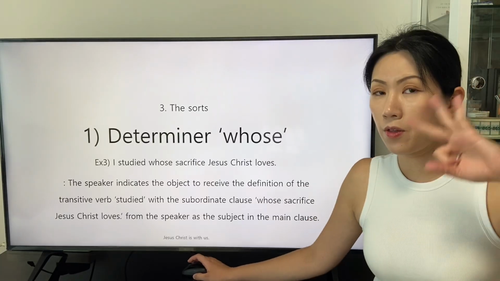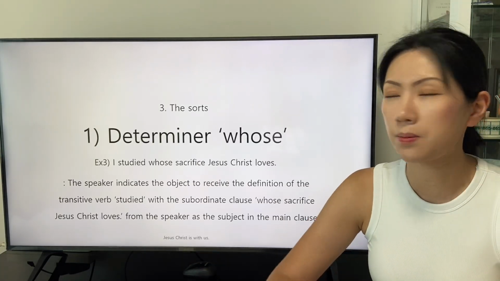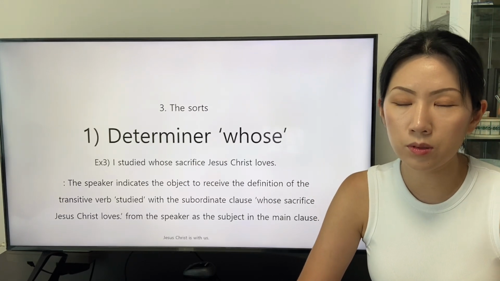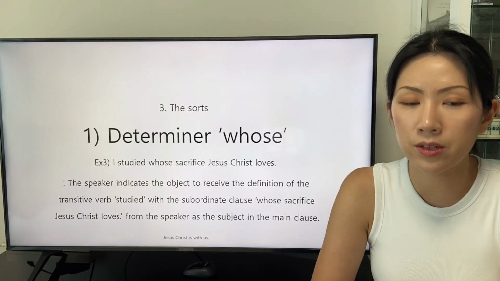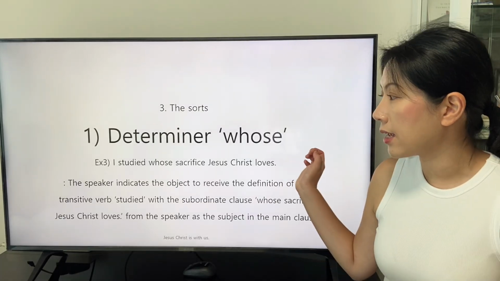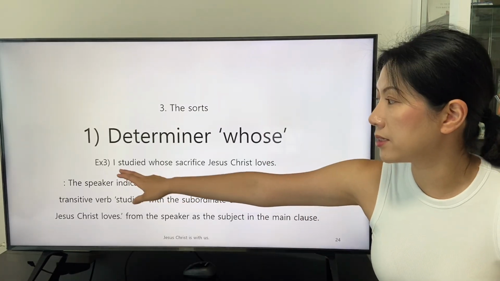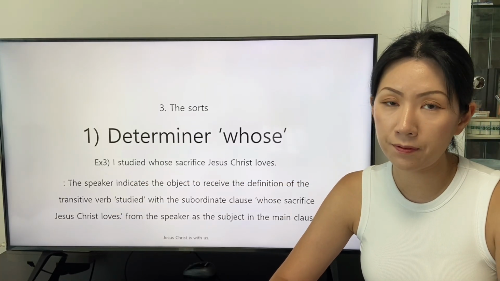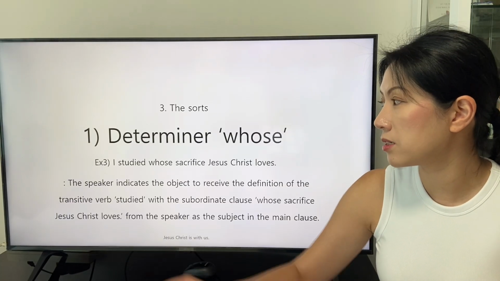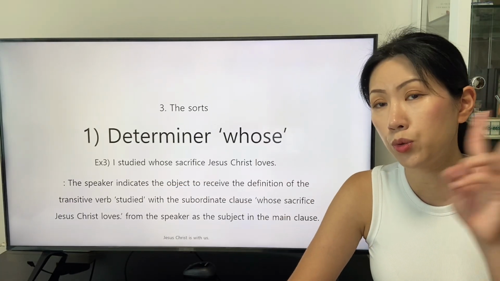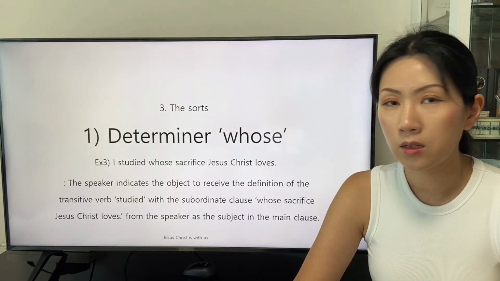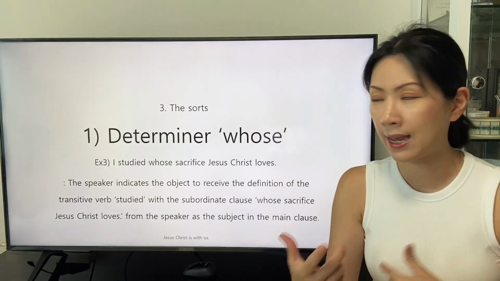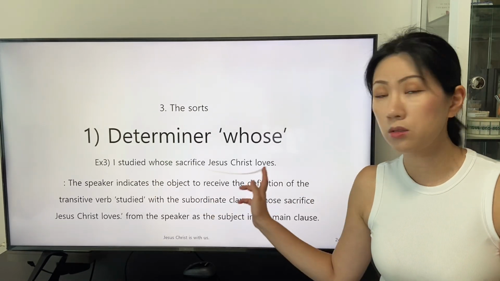The third example in which the determiner whose is applied is this: I studied whose sacrifice Jesus Christ loves. In this sentence, the speaker applies the object as the subordinate clause, whose sacrifice Jesus Christ loves. And we can find that this sentence can be analyzed by the two clauses, like I studied a subject. We don't know about the object because it is abbreviated and replaced by the subordinate clause.